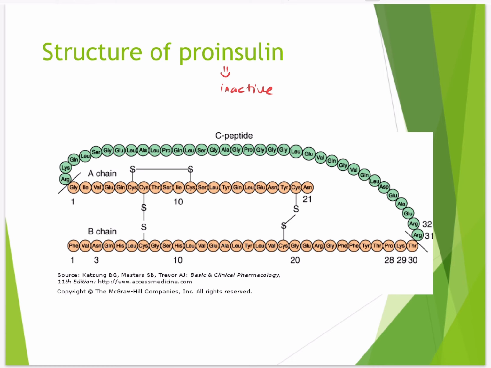The reason it is inactive is because of the C peptide. When we remove the C peptide from proinsulin, then insulin has the A chain and the B chain with disulfide bridges between cysteines. In the A chain there is an intra-disulfide bridge between two cysteines, and there are two disulfide bridges between the A chain and the B chain. When we remove the C peptide, proinsulin converts to insulin and becomes active.